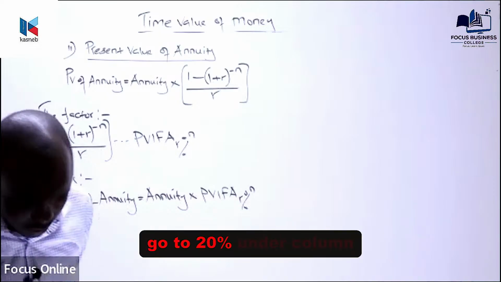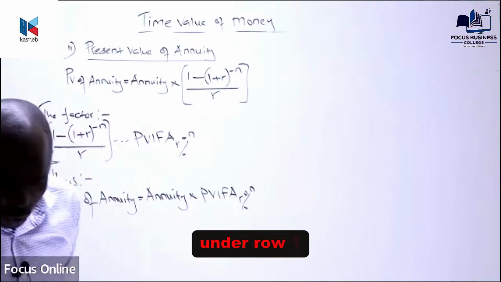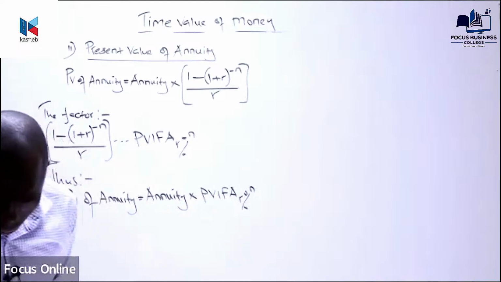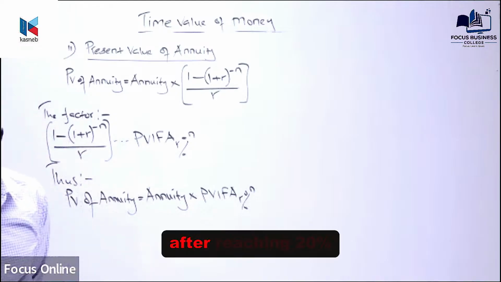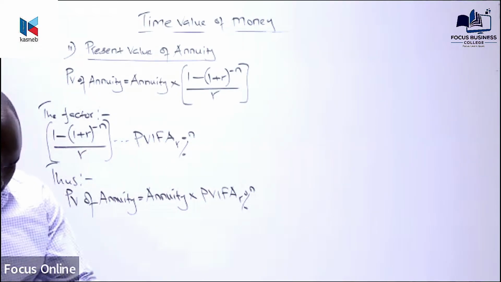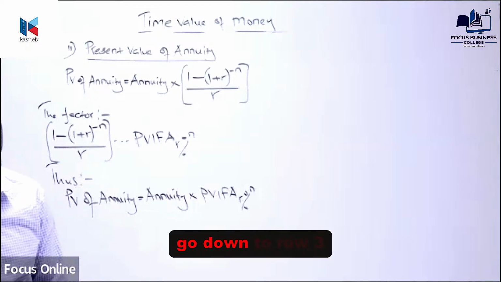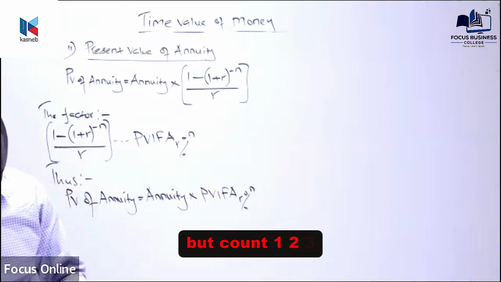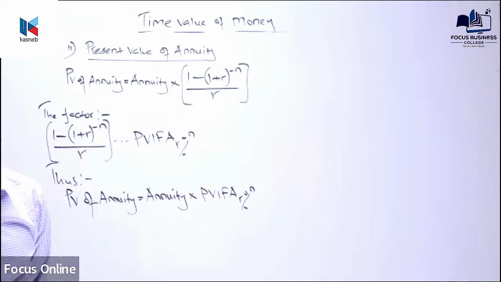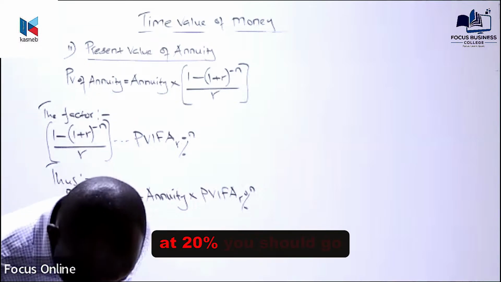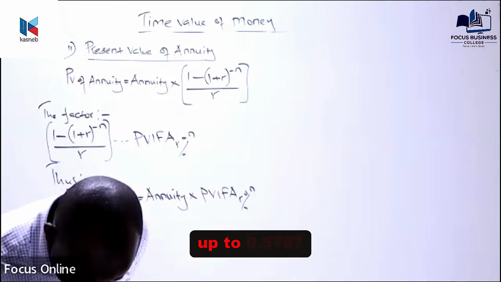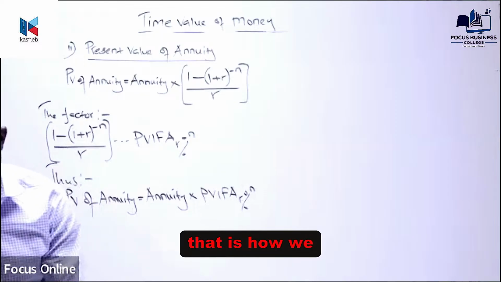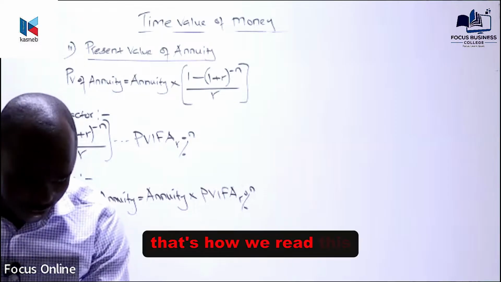Go to 20% under the top row, row 1. After reaching 20%, go down to row 3. Not 3, but count 1, 2, 3. At 20%, you should go up to 0.5787. You'll see, yeah, that's how we read this thing.